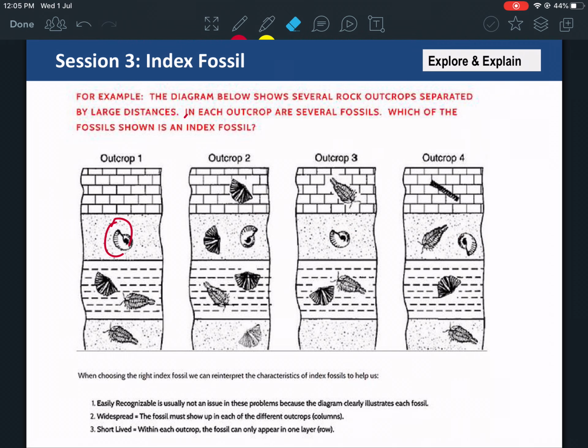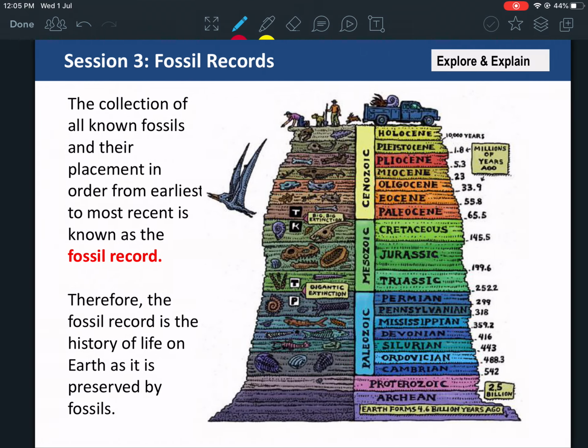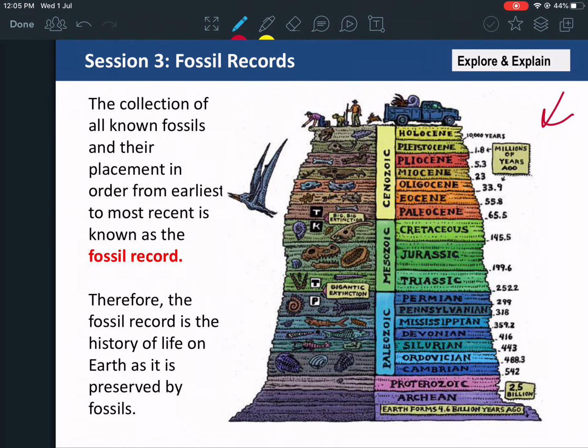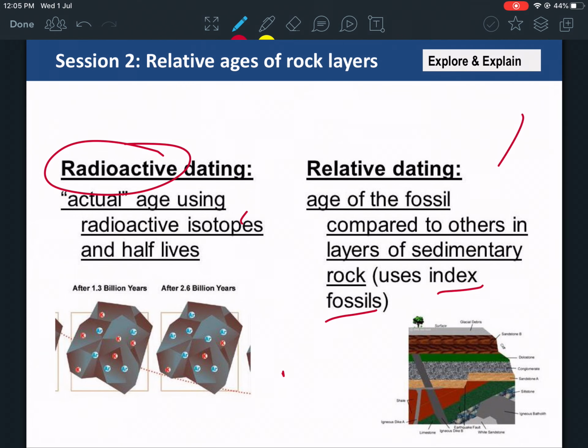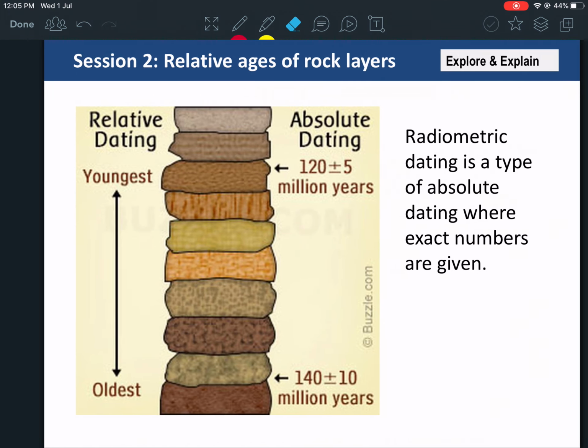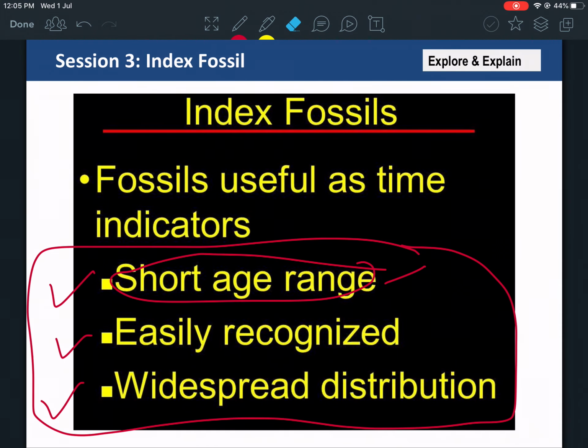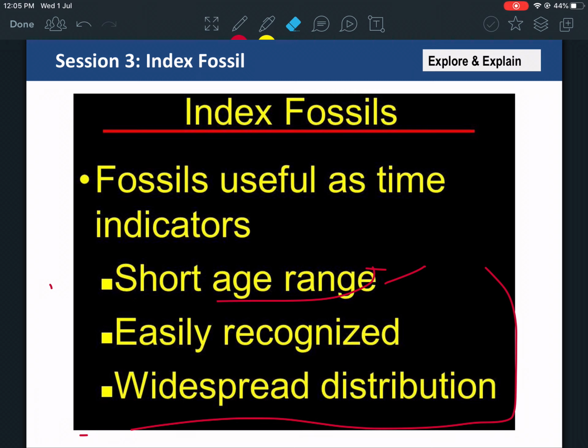Okay, and scientists use this fossil in order to be able to do the relative dating, which is this. That's why they use the index fossil, and it's all important because they need the fossil record. Why? Because they need to study the history of life on Earth.